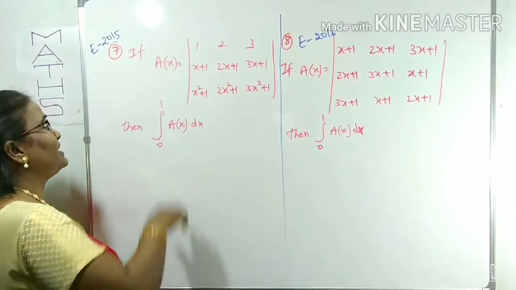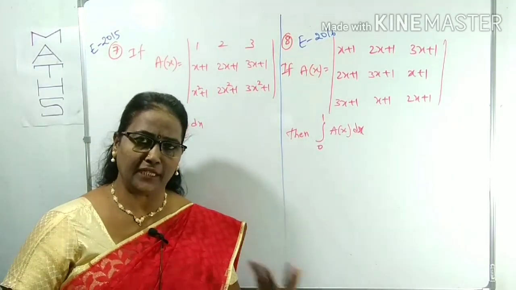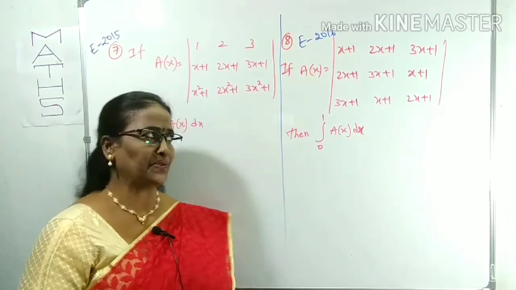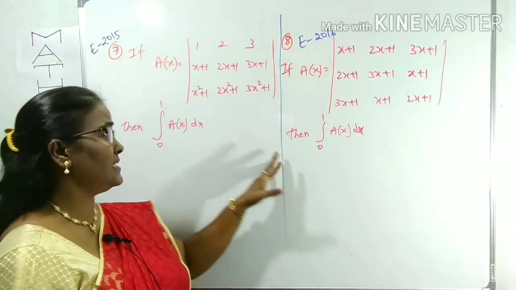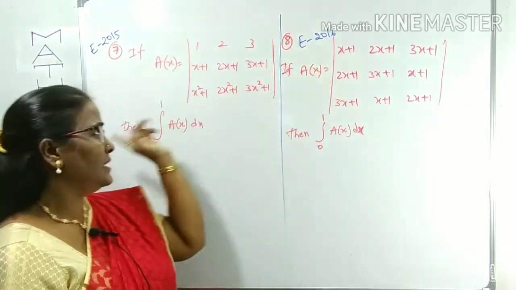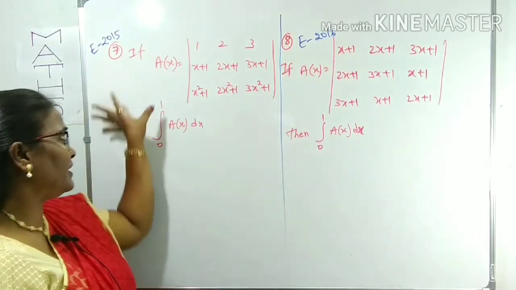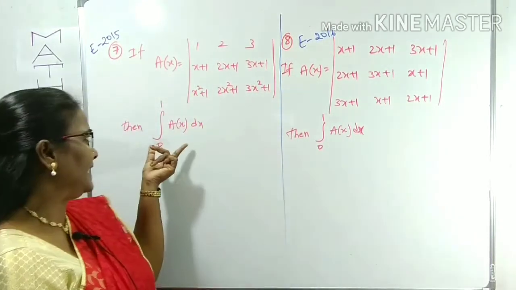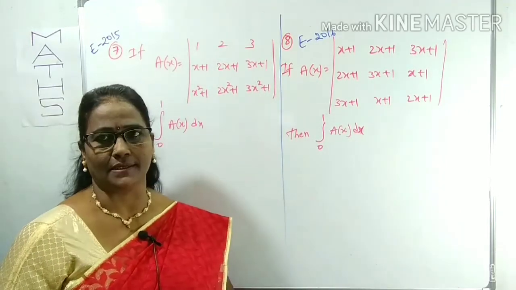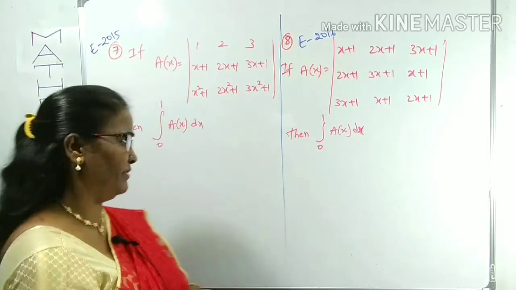Question number 7, which is given as EAMCET 2015. I said to you, determinant applications can be integrals, derivatives, functions and so on. Here in these two questions, one is EAMCET 2015, here EAMCET 2016. In both of them, determinants in terms of x are given, as well as integration is asked between the limits 0 to 1 in both cases. Only the determinant formation is different, but the process is the same for both of them.